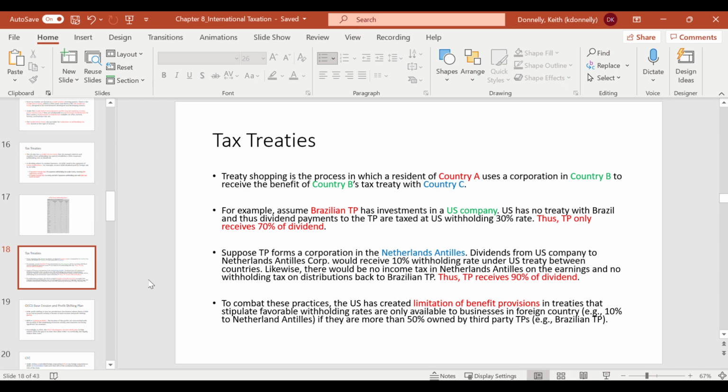So the next idea that we have to be aware of is treaty shopping, right? So what is the idea with this? Treaty shopping is the process in which a resident of country A uses a corporation in country B to receive the benefit of country B's tax treaty with country C. Okay, so we have A, B, and C involved, and there's a treaty that we're going to be leveraging to take advantage of. This is called treaty shopping.